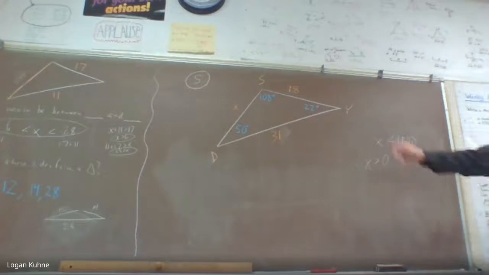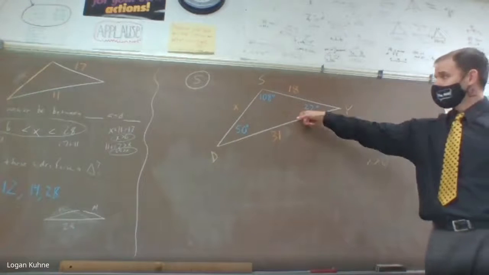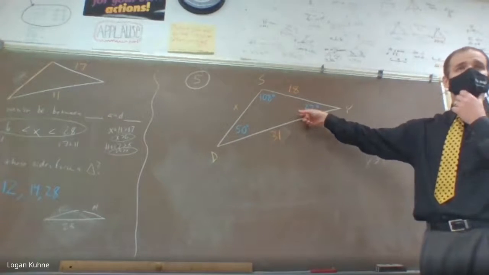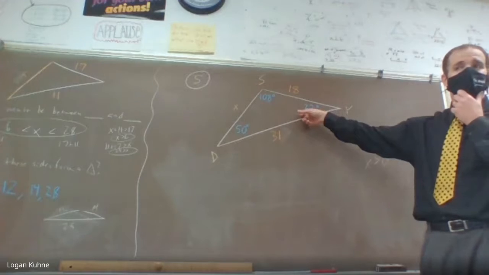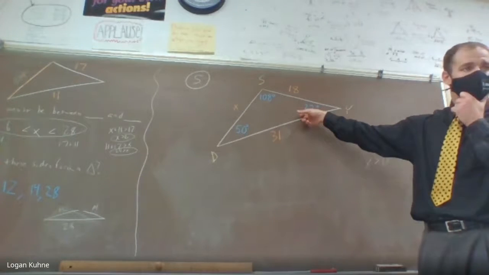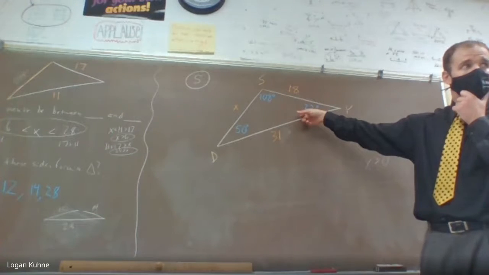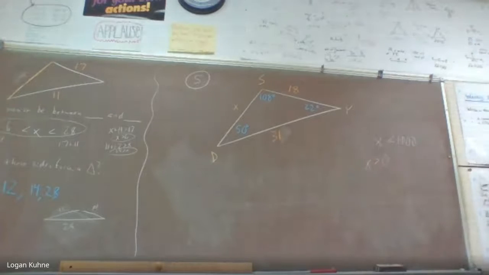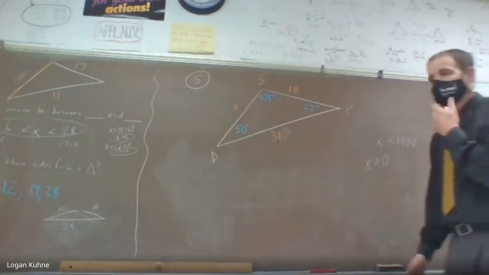Narrow it down. So you're going to use a little bit of largest side, largest angle theorem. You're going to use a little bit of triangle inequality. Take a few moments, write this down, and try to come up, say, okay, X has got to be less than this, but it's also got to be more than this. But it's also got to be less than this, but it's also got to be more than this. Okay?